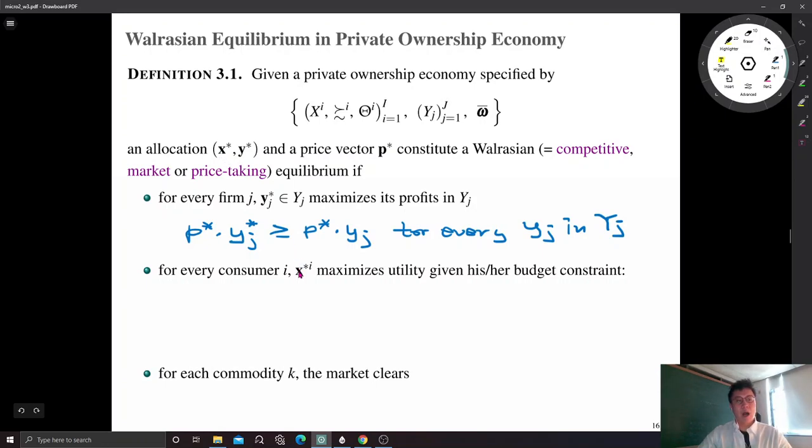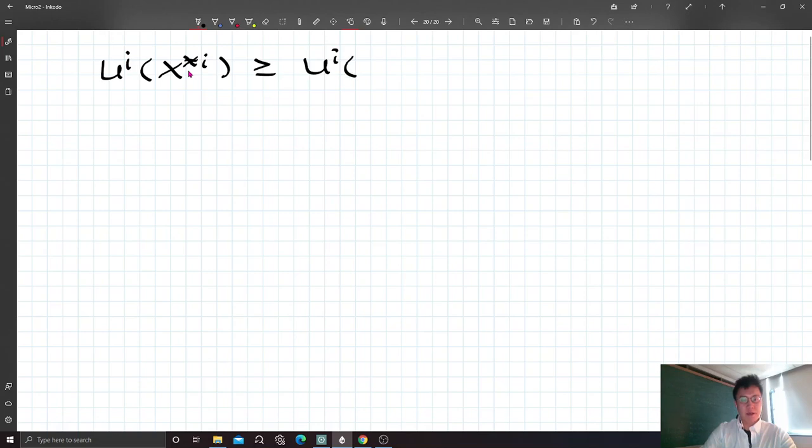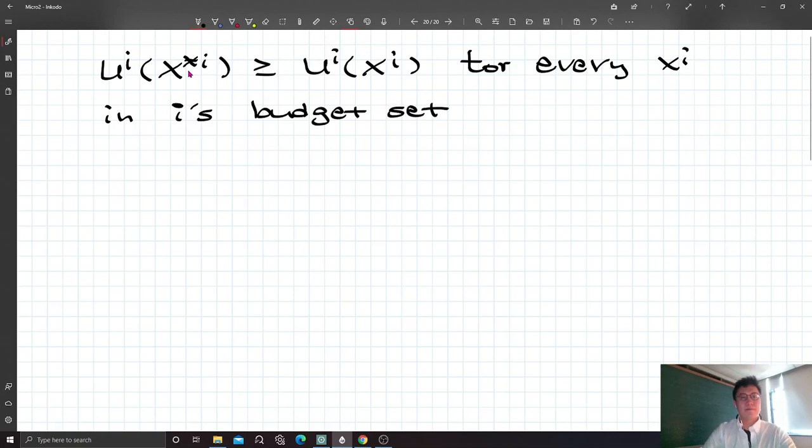And for x star, each individual i's choice of bundle should maximize individual i's utility given his or her budget constraint. I can formulate the second condition using the utility function. Individual i's utility ui must be maximized at x star i, meaning that ui of x star i is at least ui of xi for every xi in individual i's budget set. That is the utility maximization condition.